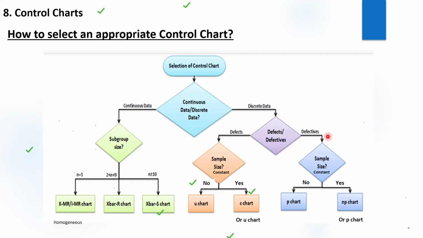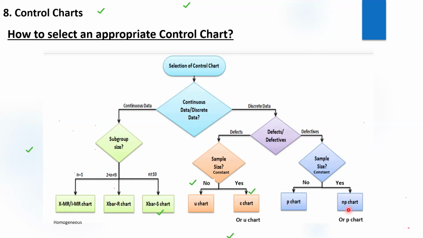Defective means that in one part there can be multiple defects. So in one pen there may be 3 defects. But when I count defects, I will count 3. When I count defectives, I will count one pen defective. But if anyone asks me how many defects in one pen, I will say 3 defects. Clear? So when you are collecting data on defects, you need to use U and C charts. When you are collecting data on defectives, you need to use P and NP charts.